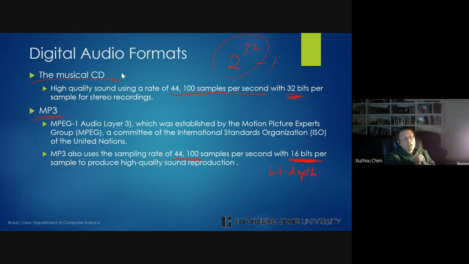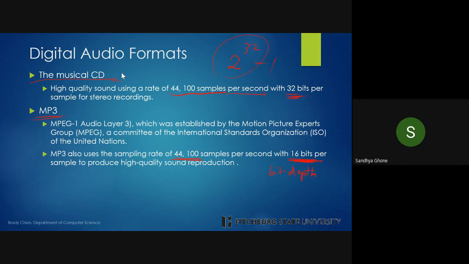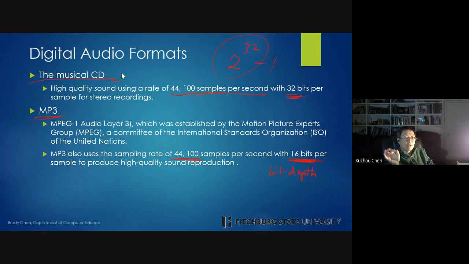So that's basically the digital audio formats. These are two very popular music formats, the music CD and the MP3. Every time you copy the data from the music CD and save it as MP3, you're going to lose some of the quality. Not much, but you're going to lose some. Now, what do you gain? The space. You can store more songs. The file size is smaller.